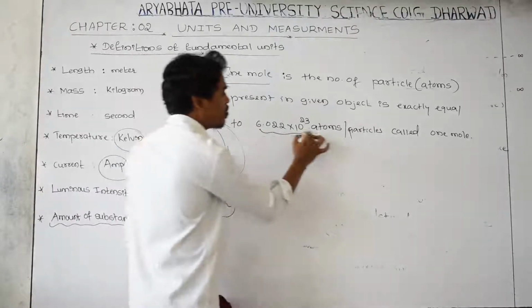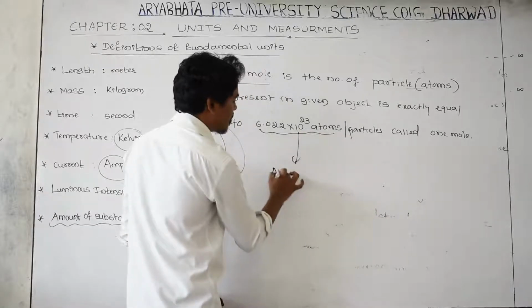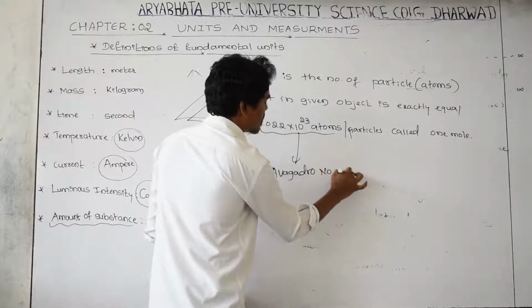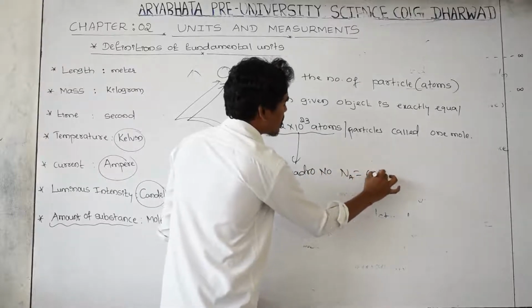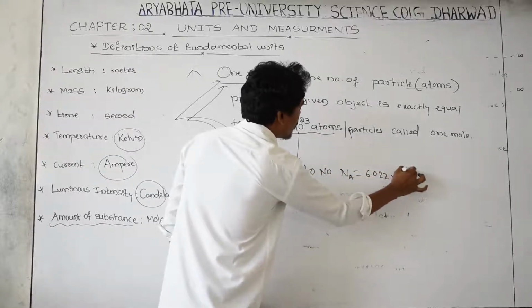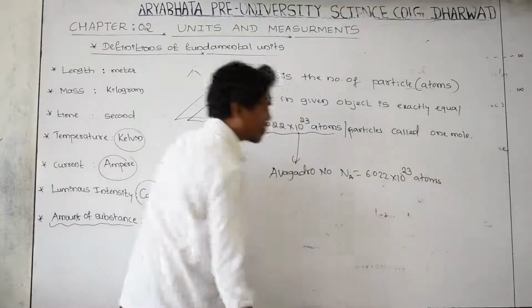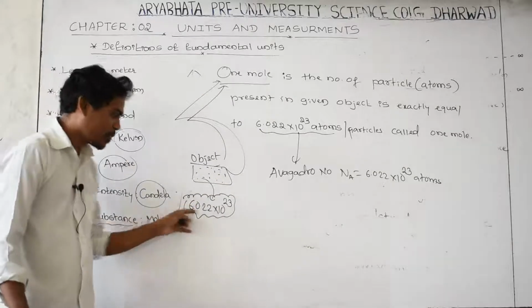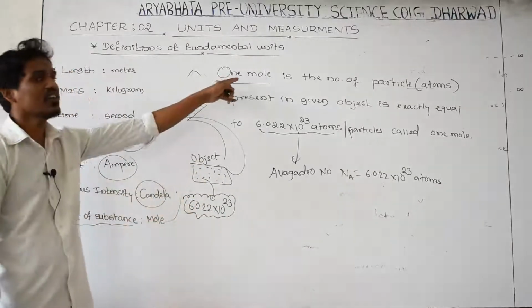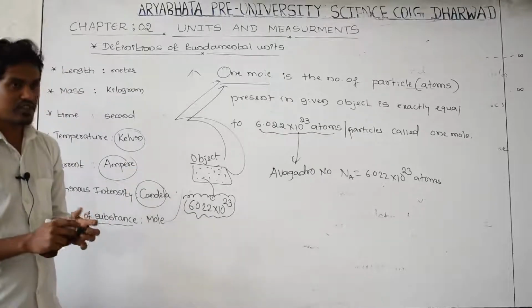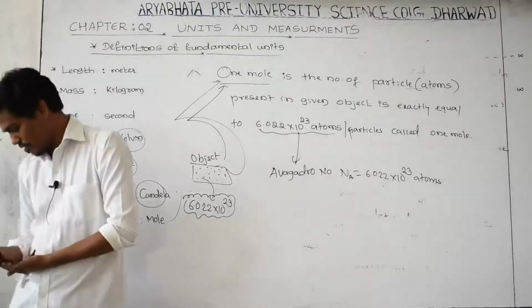And in chemistry you might have heard about this value. This is nothing but the Avogadro number, that is Na is equal to 6.022 into 10 to the power of 23 particles or atoms. If exactly this many particles are inside some object, then what do we call that object? 1 mole.